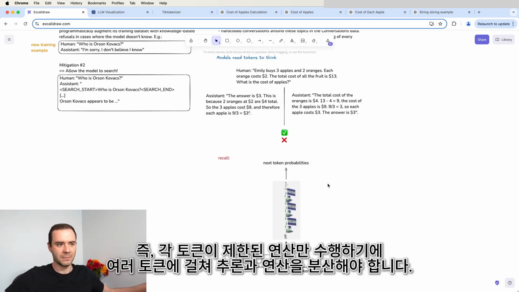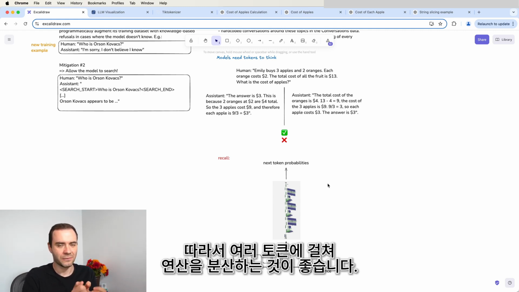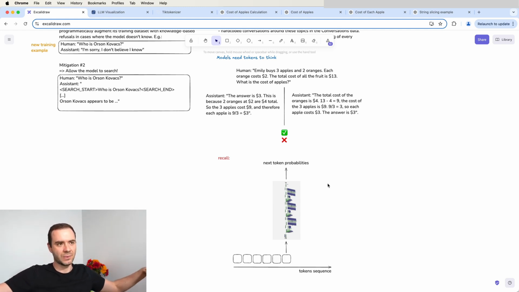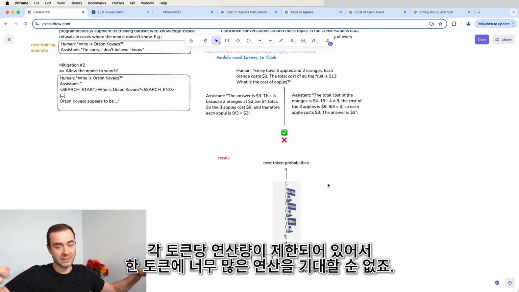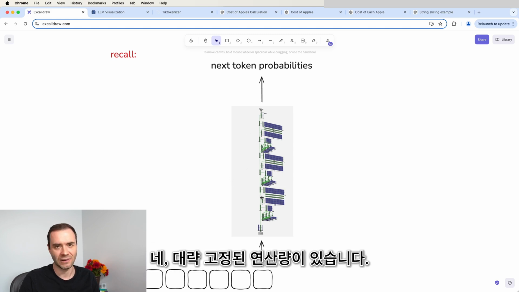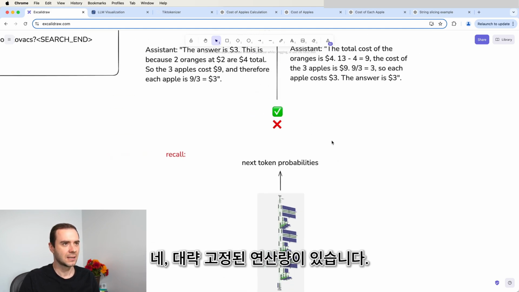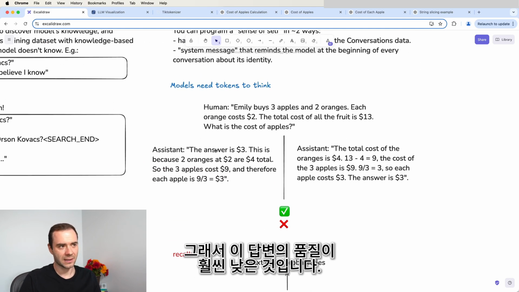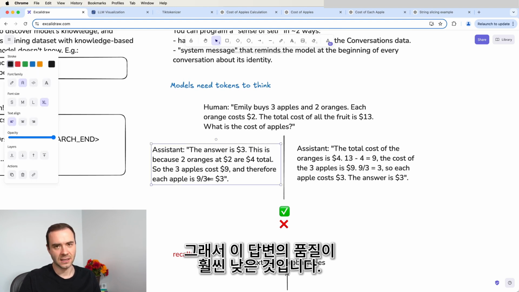Because every single token is only spending a finite amount of computation on it. And so we kind of want to distribute the computation across many tokens, and we can't have too much computation or expect too much computation out of the model in any single individual token, because there's only so much computation that happens per token. Okay, a roughly fixed amount of computation here. So that's why this answer here is significantly worse.